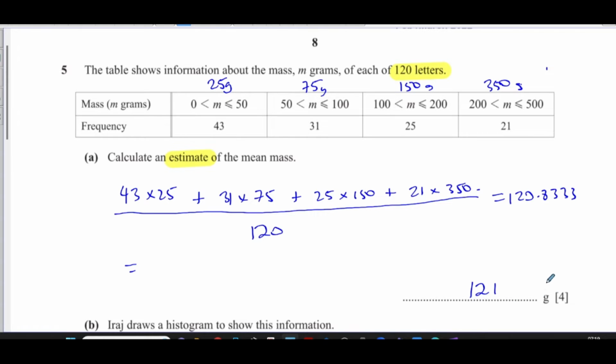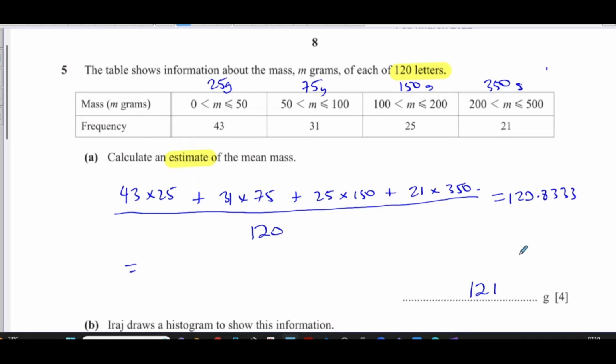Now, a few things that you should take care of here. Show your steps, because if you did make a mistake with entering into the calculator, at least you're going to get the method marks. They'll see that you've got all the mid-interval values, you've done the right thing. Maybe you'll lose 1 mark for the answer mark.